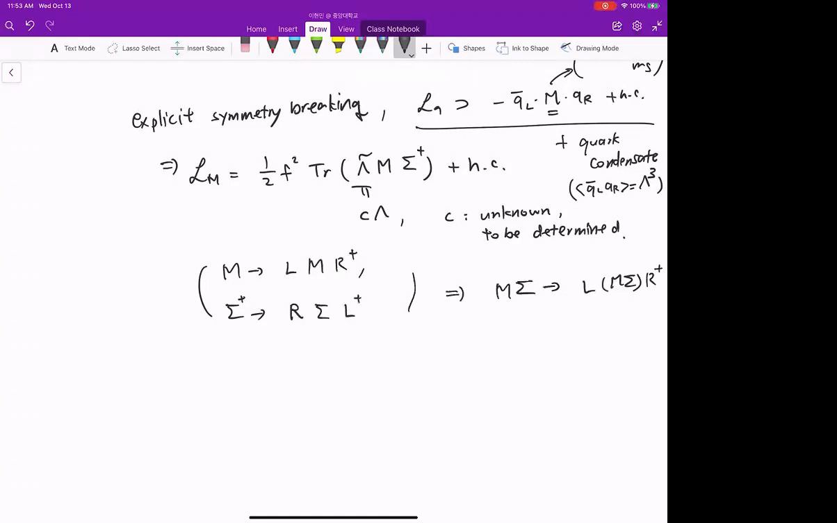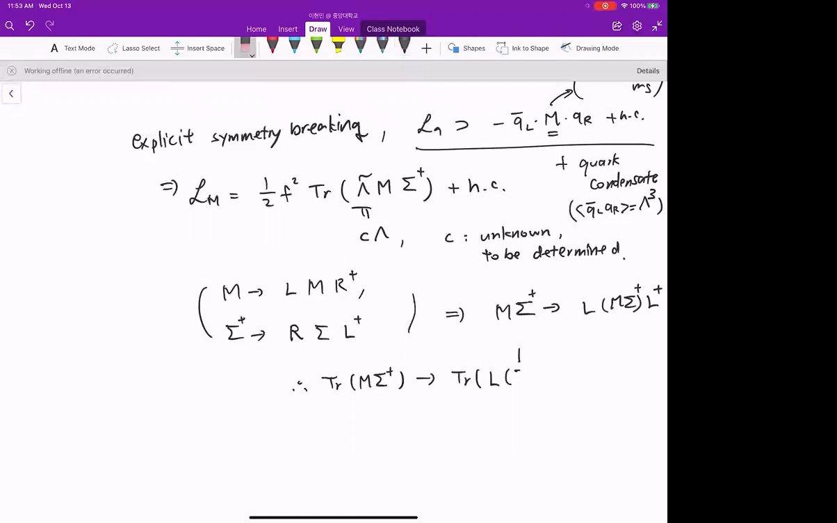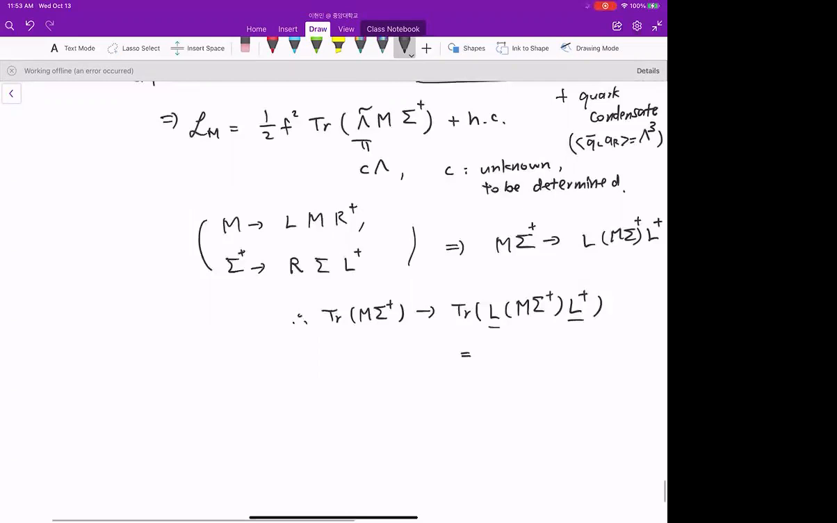So then this combination transforms this way. So then you see that lambda tilde is just a constant parameter. So the trace of M sigma theta transforms like the trace with L. So this is L dagger, change the order of multiplication, the identity, the trace, and so this is invariant. So we can see that this is chirally invariant.